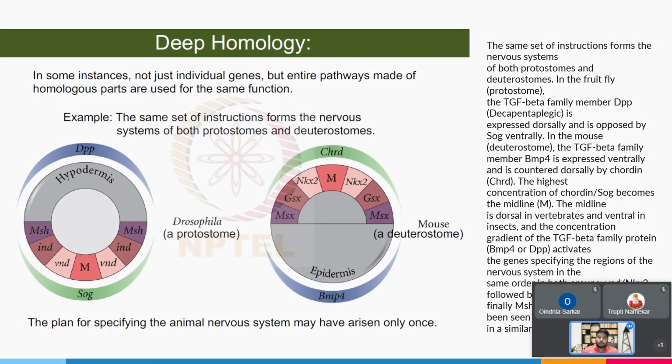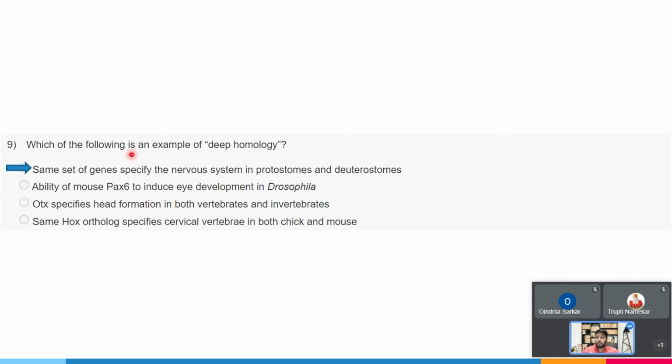So the answer to the particular question, which is the following, is an example of deep homology. The answer is: same set of genes specify the nervous system in protostomes and deuterostomes. The ability of PAX6 to induce eye development depends on only one gene, and thus is homology, not deep homology. Same with OTX and Hox orthologs. If the set of genes would have been conserved, then that would be deep homology.